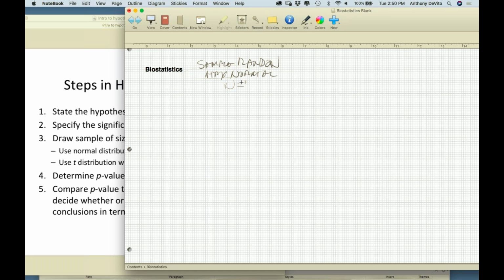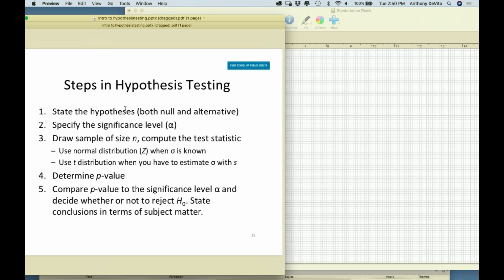Okay, so how do we start here? We start by stating the hypothesis, null and alternative. Why do we do that first? We do that first because we don't want to go through a calculation and then say, oh, well, what we're really looking for is what we round up to. You want to state your hypothesis first and then go through the exercise of proving it or failing to prove it, right? So you state it first.